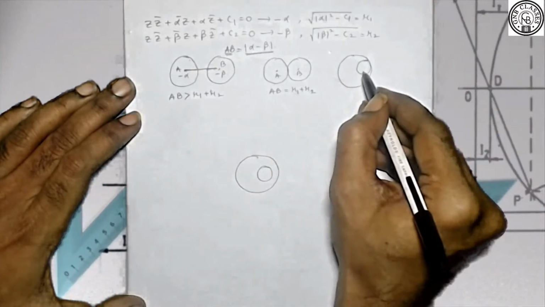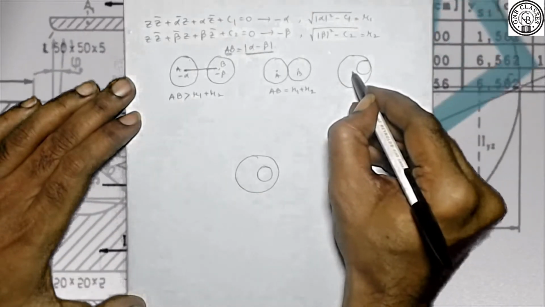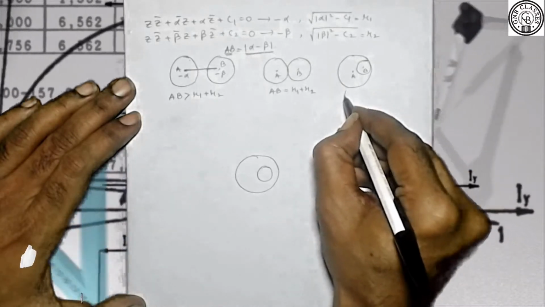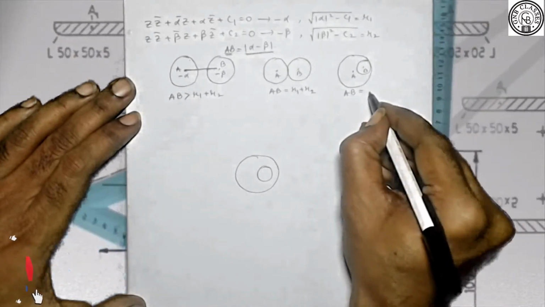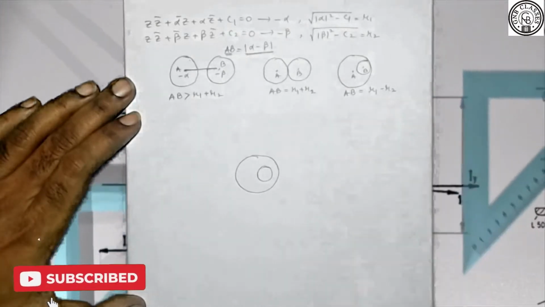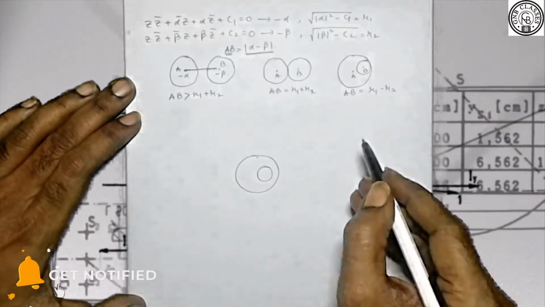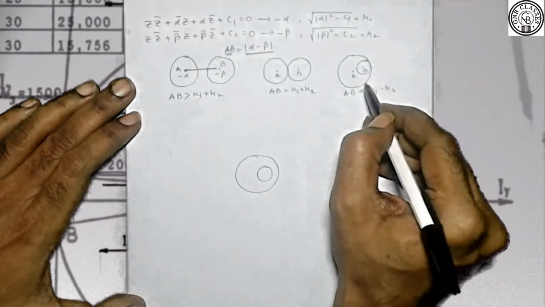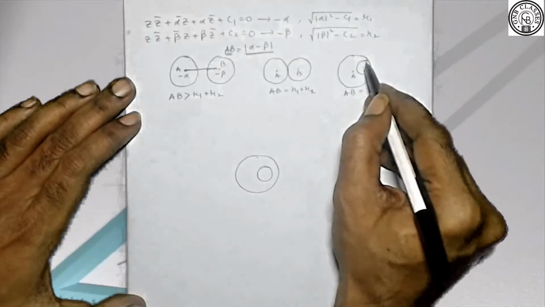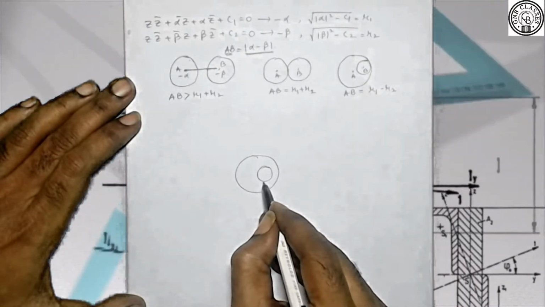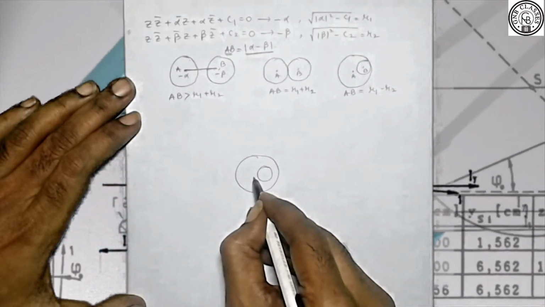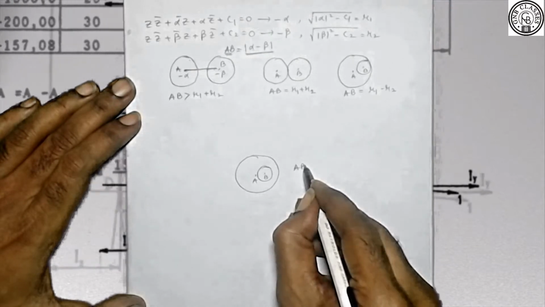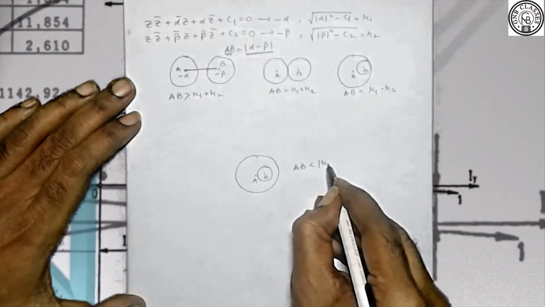In this case, what will happen? This is my A, this is my B. Then what will you write? That your AB is nothing but R1 minus R2. Yes or no? When R1 minus R2 equals AB, then you will say that these two circles intersect each other at only one point internally. Now, in this case, this is say A and this is say B. You will write that AB is less than mod of R1 minus R2.